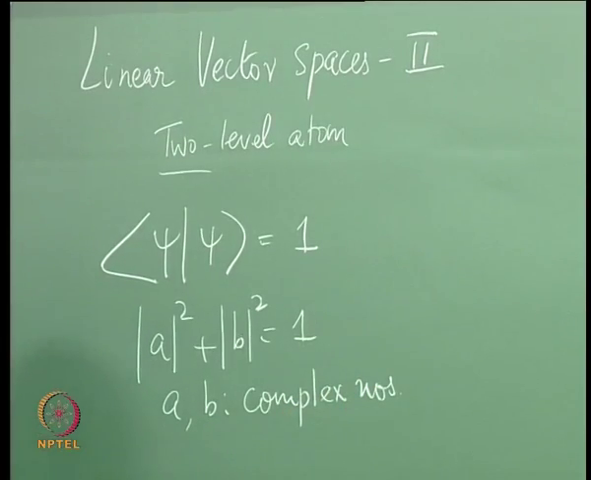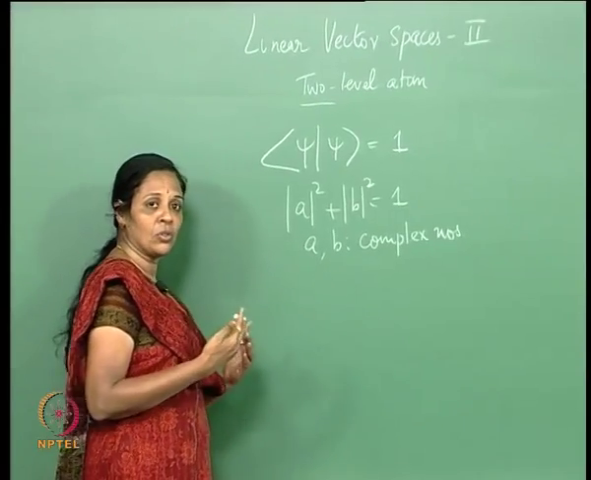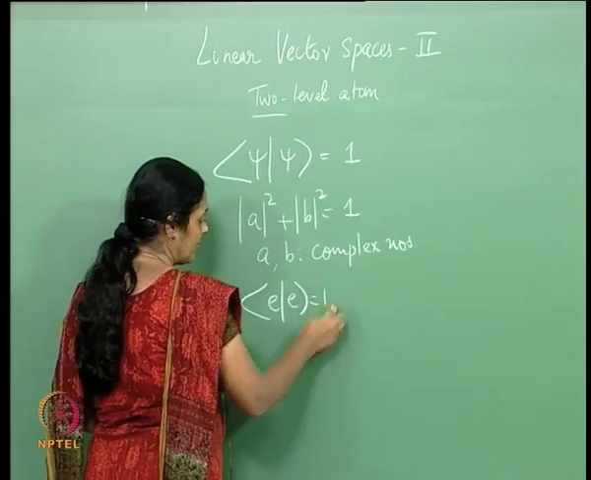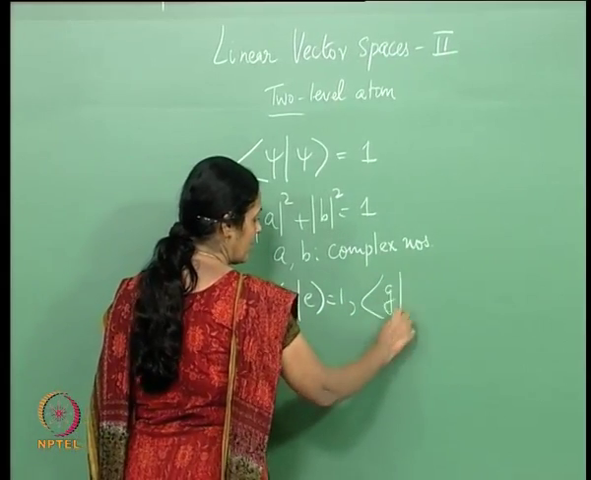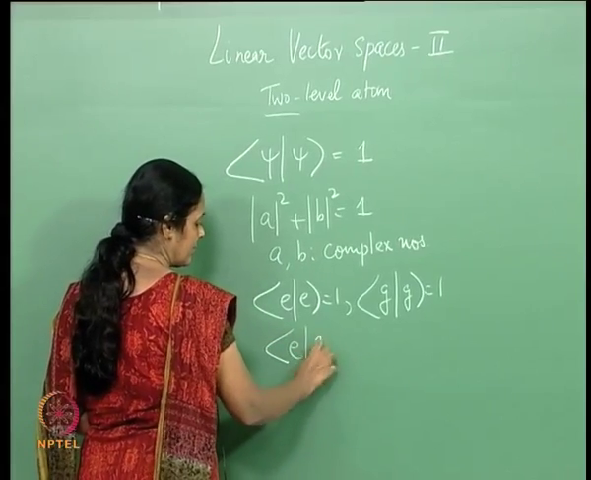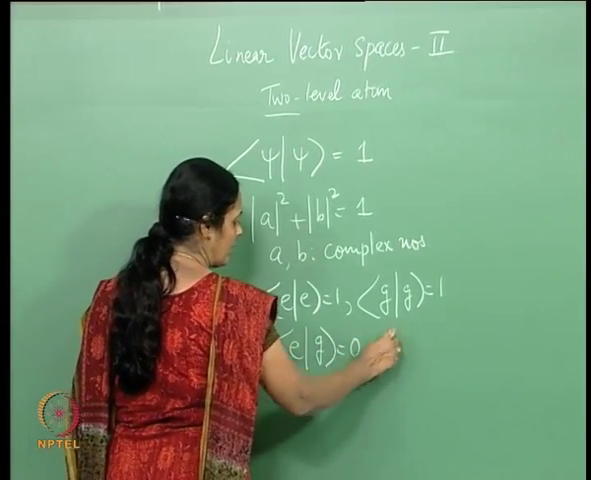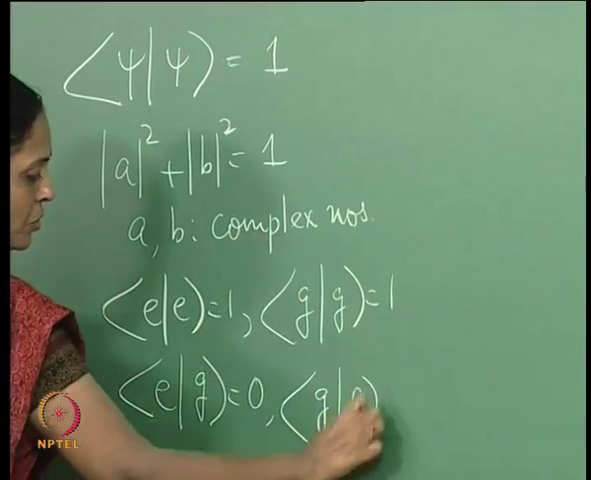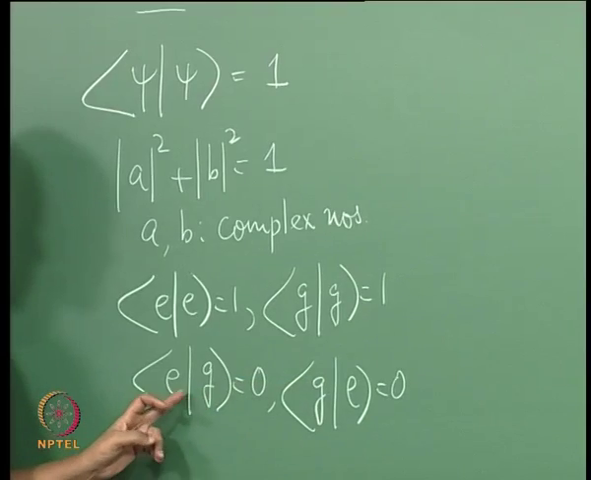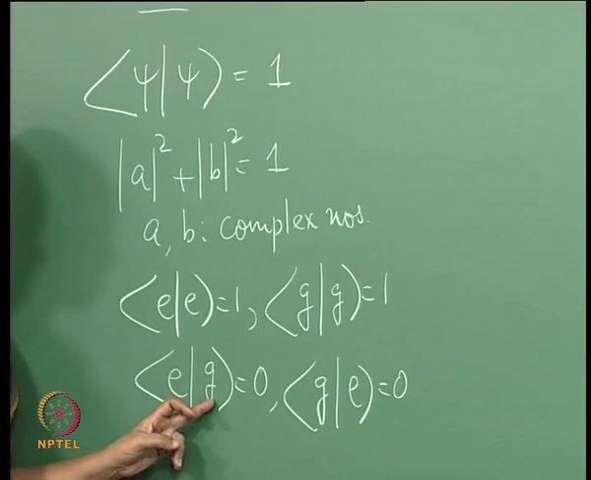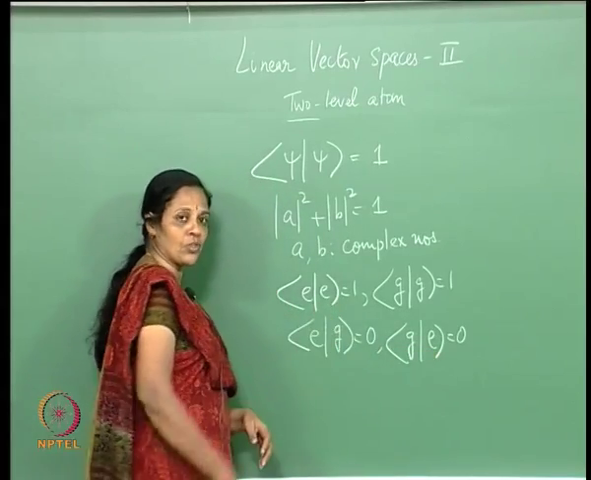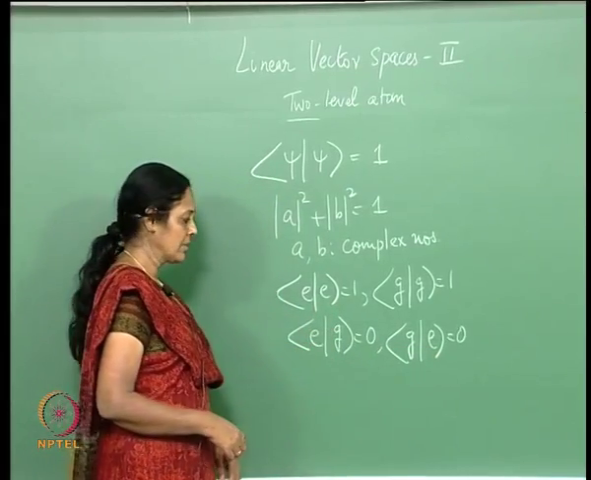Of course, here I have selected orthonormal basis states. This is 1, this is 1, and ket E and ket G are orthogonal to each other. This obviously follows from this fact, because this is obtained by simply taking the complex conjugate of this object.